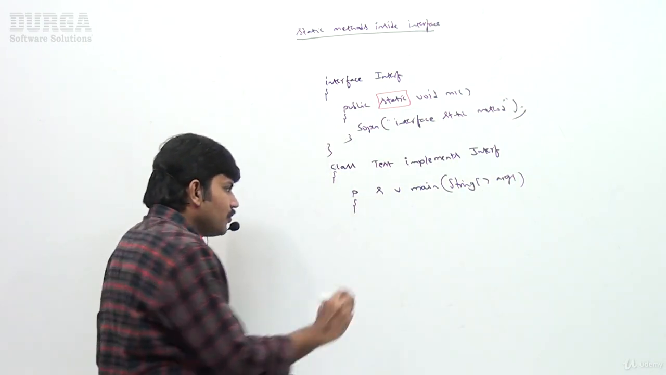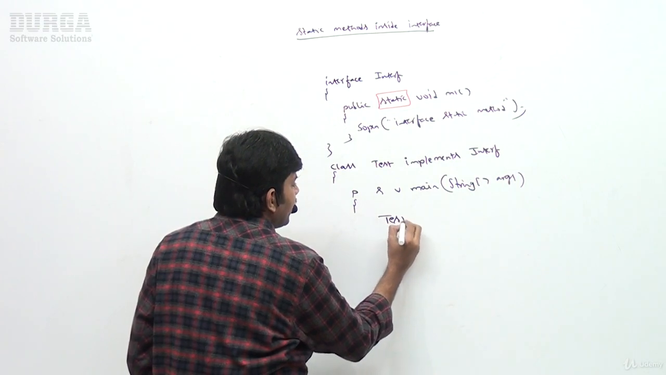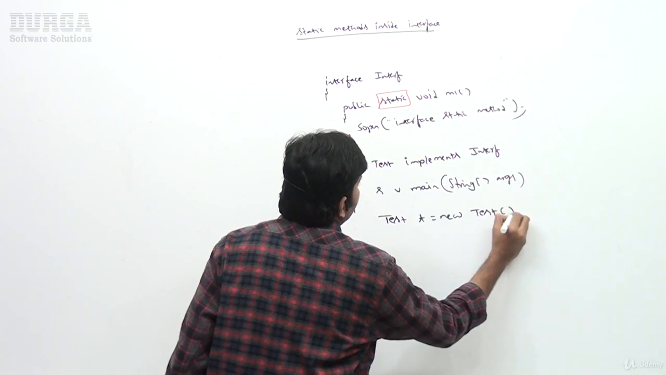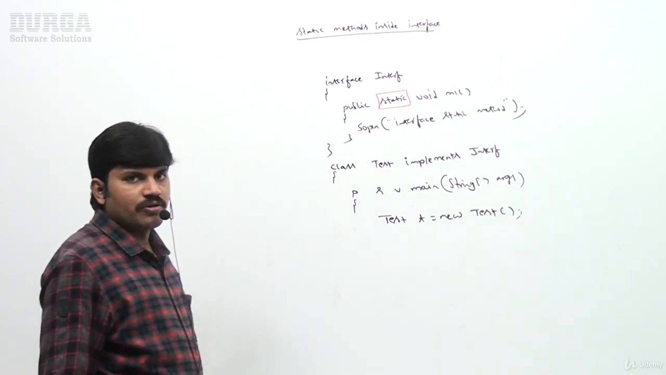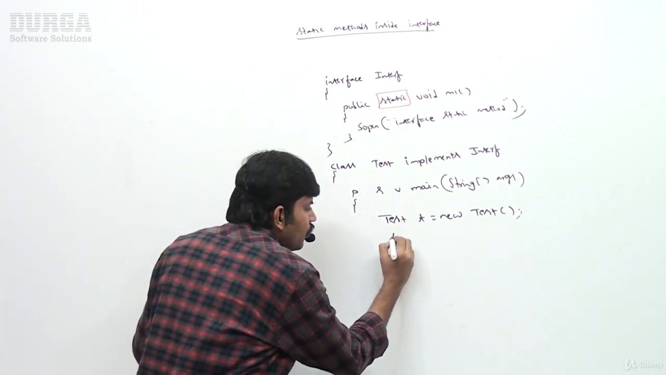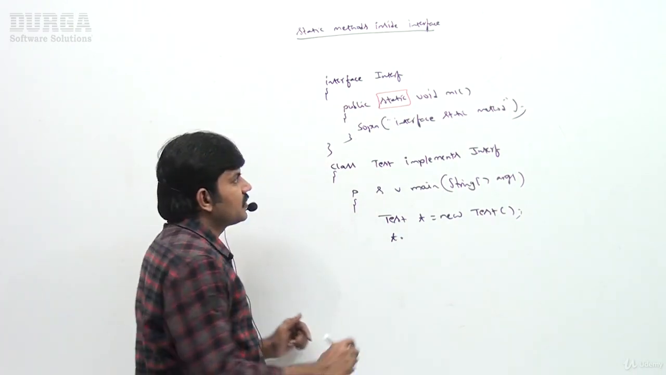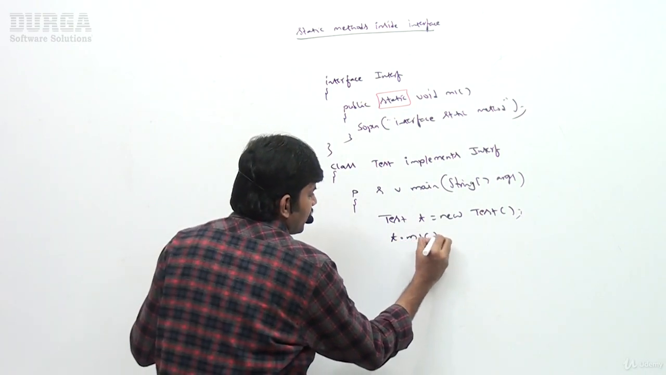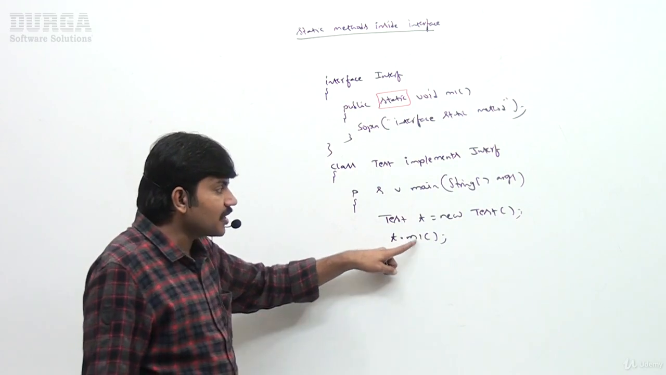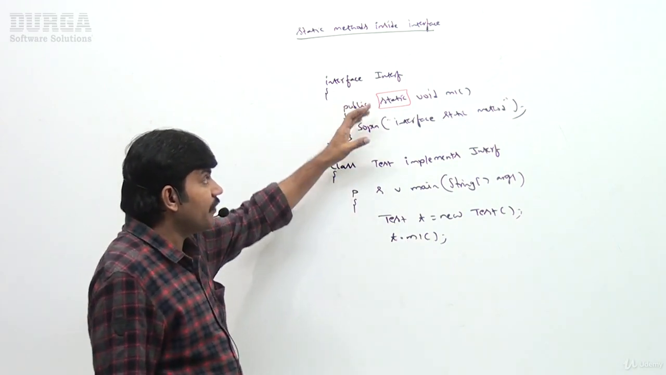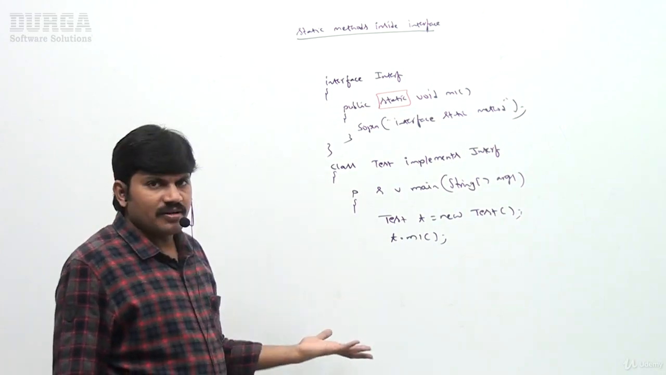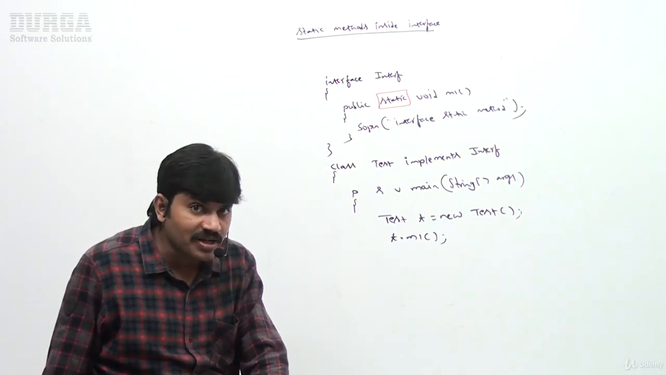Now what I want to do: Test t = new Test(). I am creating an object of the implementation class. By using this object reference, I am calling the m1 method. This is the first phase: by using this object reference, I am calling the interface static method. Anyway, it is a static method, so by using the class name also you can call.